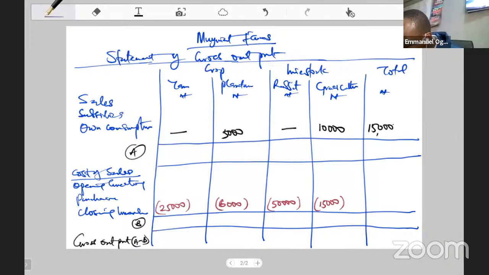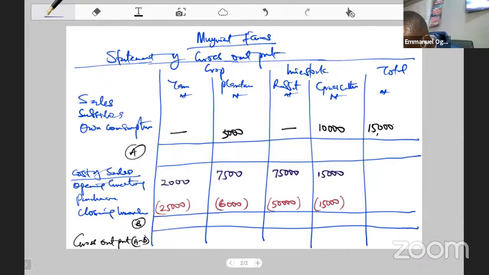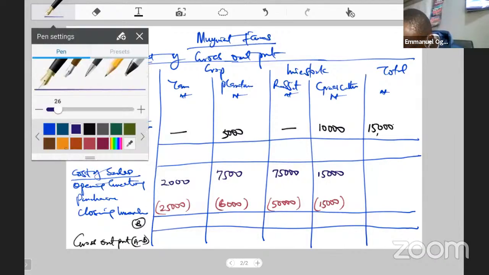The opening inventory of the first item was grasshopper. How much? 15,000 naira. So what's the next guy? Rabbit. Rabbit, how much? 75,000. What's the next one? Plantain. Plantain, how much? 7,500. Next, what do I have? Yam, how much? 2,000. Okay. Hold on. What's the next item that we have in our question?